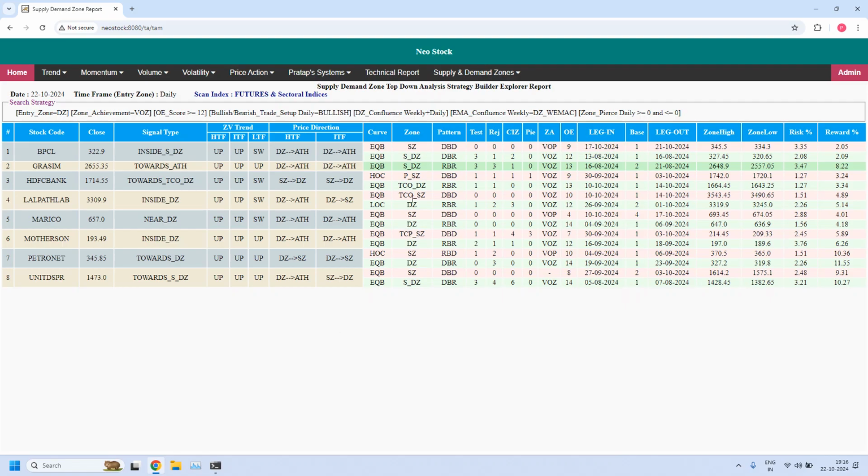But all these zones are entry time frame zones, they are daily zones. Always you should plan your trade in the demand zone. Bullish trade setup, always you should plan your trade in demand zone, but not in supply zone. Bearish trade setup, you have to plan your trades in supply zone. This is how you should understand.